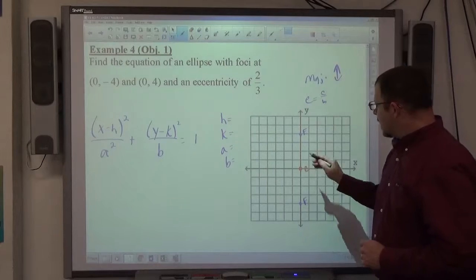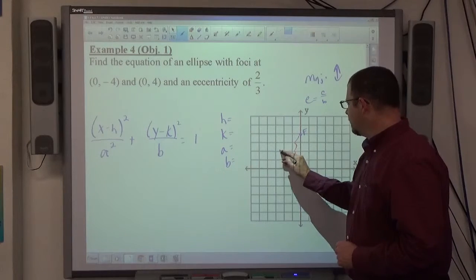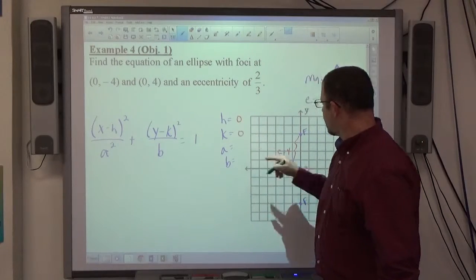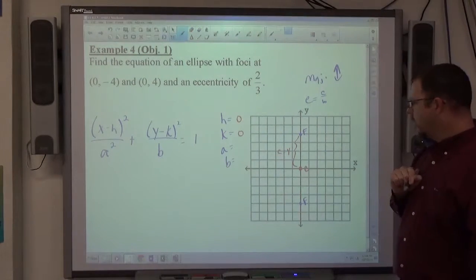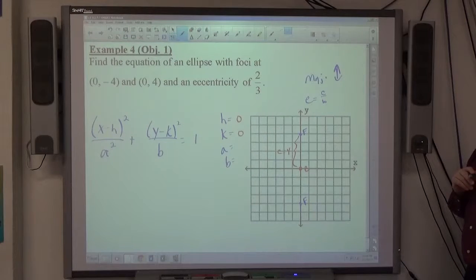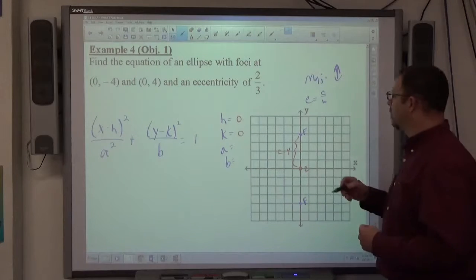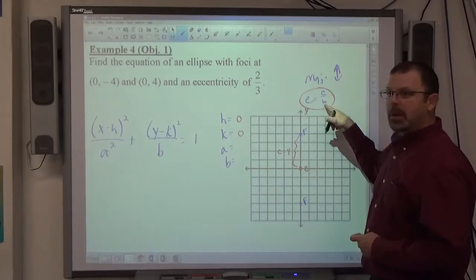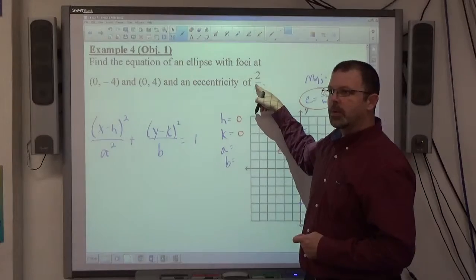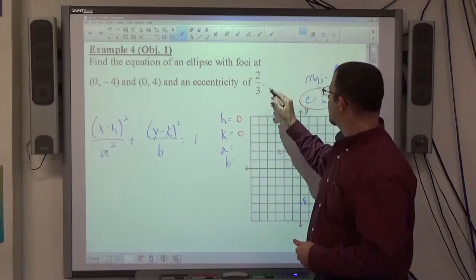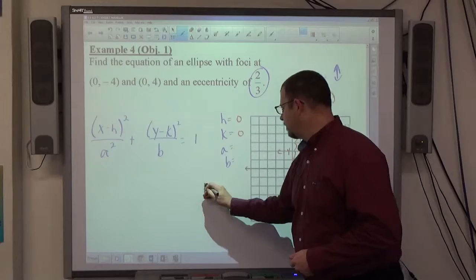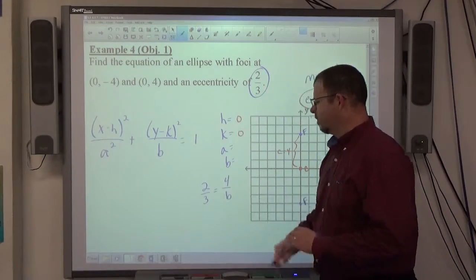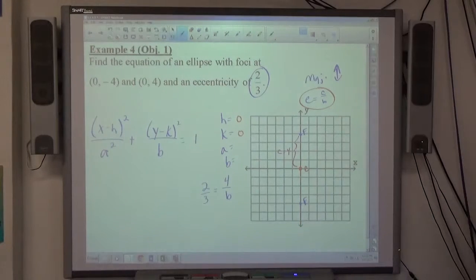Halfway between. And that tells me, therefore, the focal length here is 4. So I know that h is equal to 0, k is equal to 0, and c equals 4. Notice I don't have either a or b at this point. Okay? So this is where the eccentricity comes into play. Eccentricity is a relationship between the focal length, which we do know, and b, which we don't know, and the eccentricity is equal to 2/3. So if I take that fact, put 2/3 in place of e, and 4 in place of c, that's how eccentricity usually comes into play.